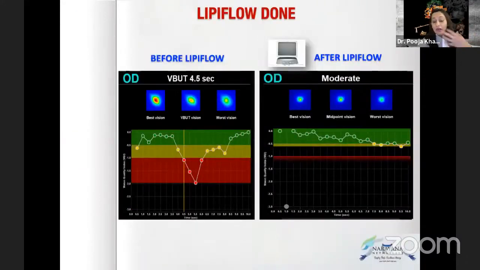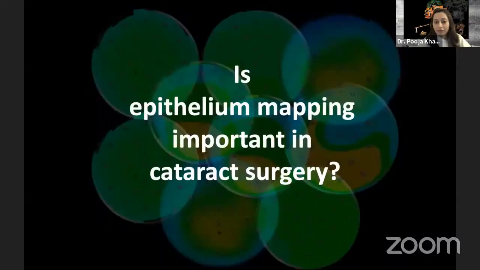As it was a gross and exaggerated response, we did vector pulsation therapy for this patient, and post-surgery you can see how the vision breakup time and the quality of vision have improved. Again, highlighting the importance of optical quality, which we should check before surgery.